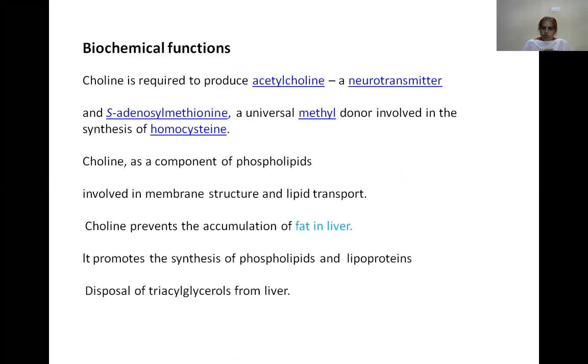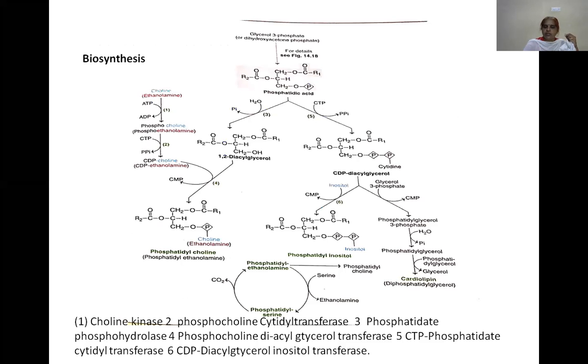What are the functions of homocysteine? Already you know in the previous class. Okay, choline is a component of the phospholipid. It is involved in the membrane structure and in lipid transport. Not only does it transport lipids, it also prevents the accumulation of fat in the liver, and it promotes the synthesis of phospholipids and lipoproteins.